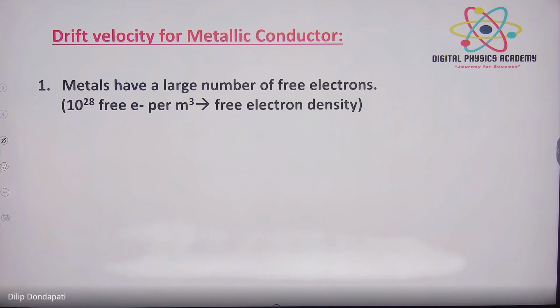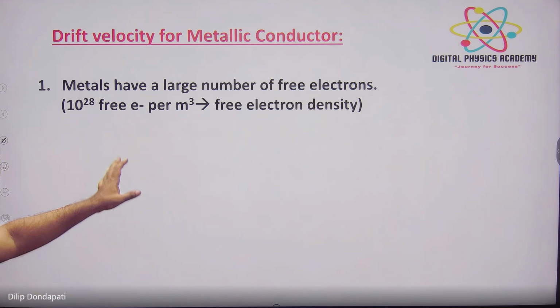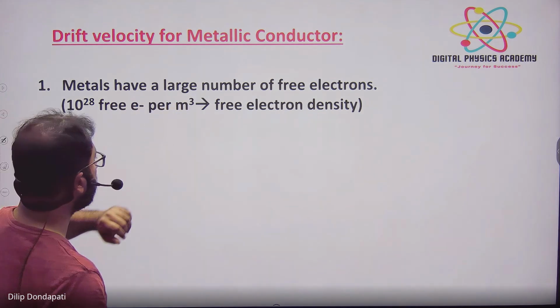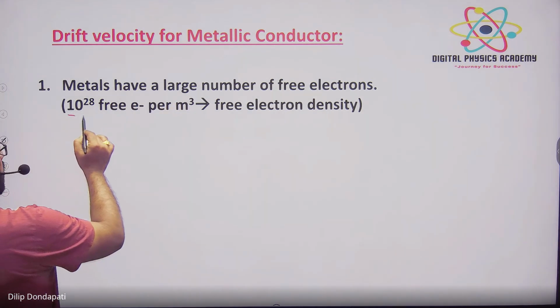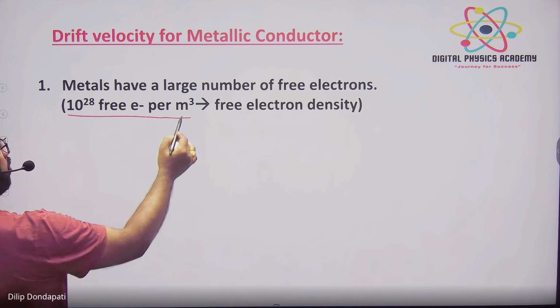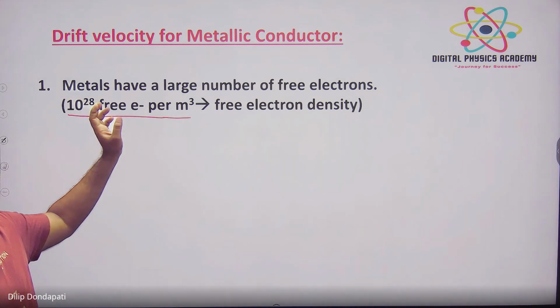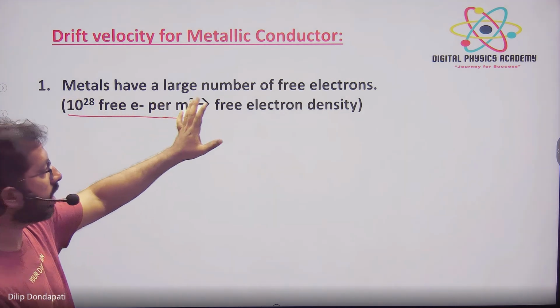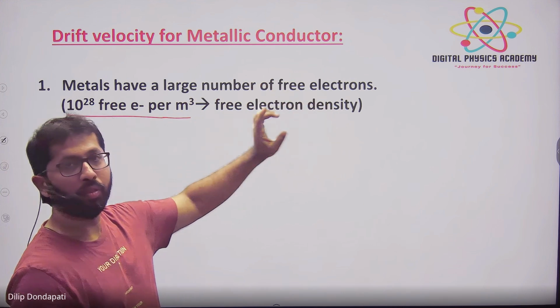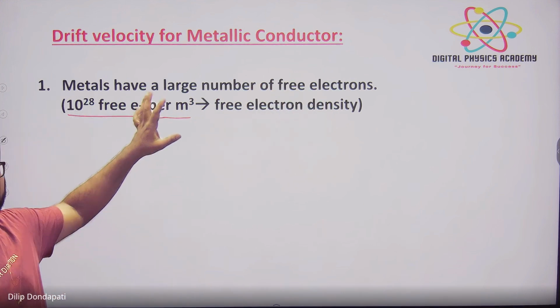Okay. Metals have a large number of free electrons, right? Initially, metals have a large number of free electrons. How many? That is 10 power 28 free electrons per meter cube. Per meter cube there are this many electrons. And what do we call that? We call it the free electron density. The number of electrons per unit volume is called the free electron density.